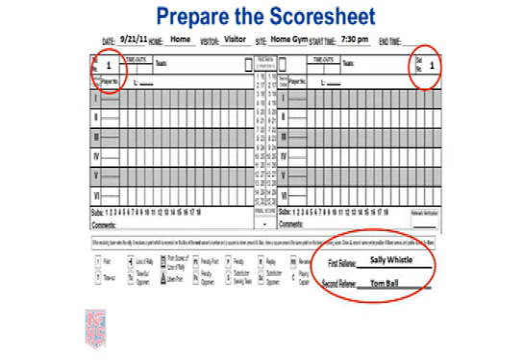At the bottom of the score sheet are written the names of the officials for the match. Sally Whistle will be the first referee and Tom Ball is the second referee.